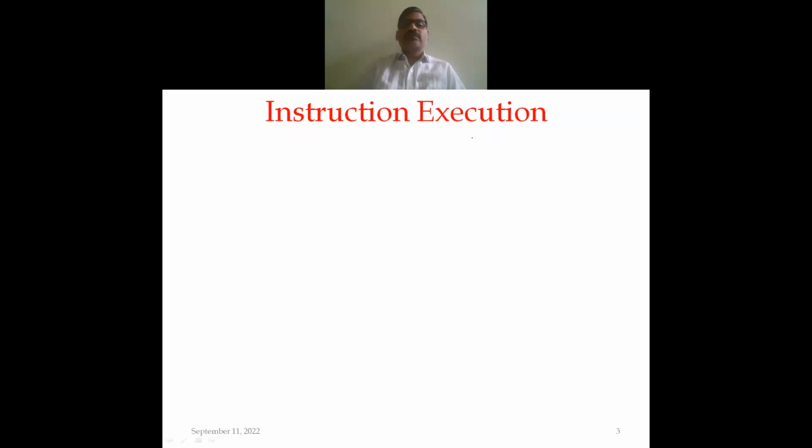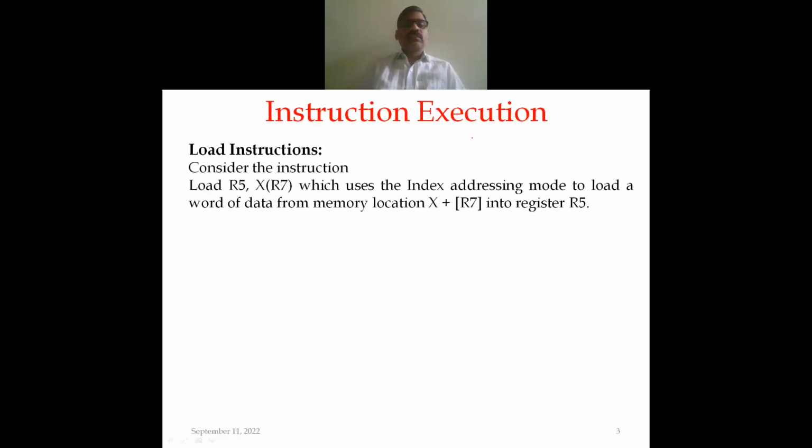For example, consider the following instruction, a load instruction: Load R5, comma, X of R7. In this particular instruction, what is the addressing mode we have used? Anyone, please identify. Because here the second operand we have used is X of Ri.